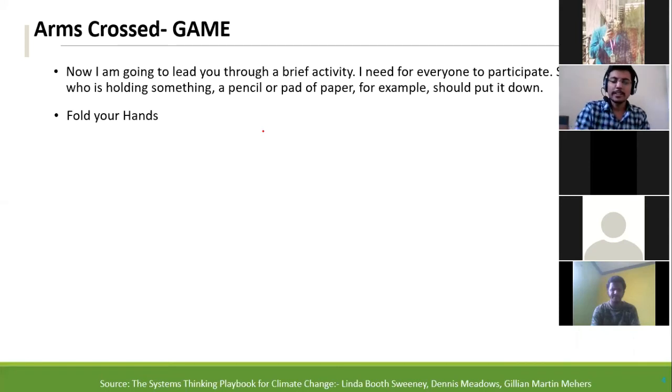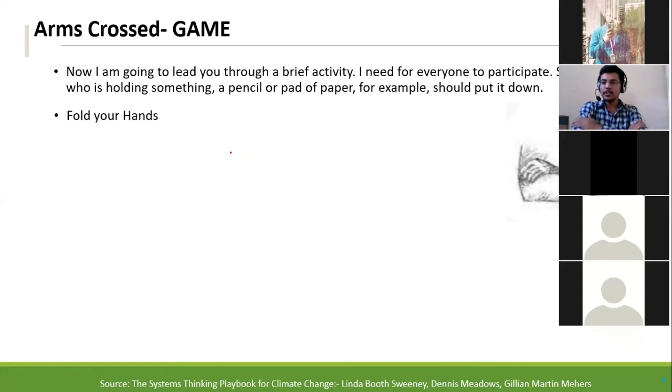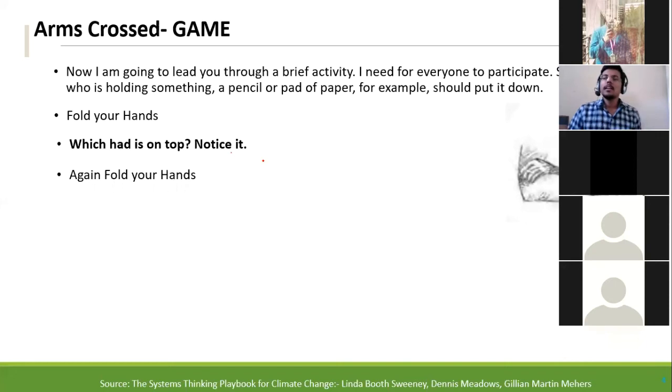Everyone fold your hands, and notice which hand was on the top. When we fold our hands, one hand is on the top. Please notice that, and don't tell me now. Then put your hands down and fold your hands again a second time. I hope everyone has folded. Now you can put your hands down. We are done with this activity.